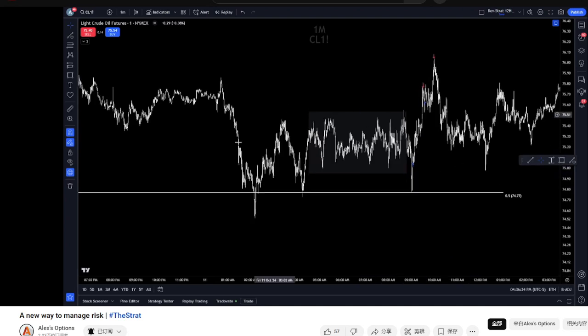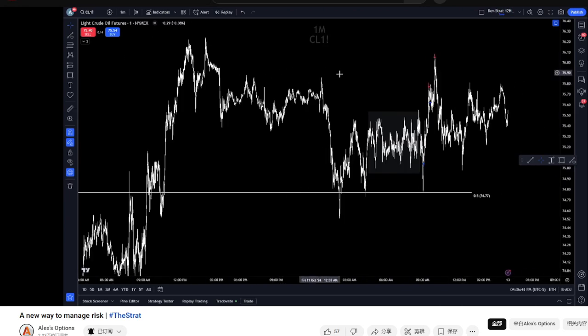And you can see how that looks just from a Strat point of view. Here's your broadening formation. And then reversal off the bottom to the top, which takes out some exhaustion risk up in here. And they just stay an inside day.